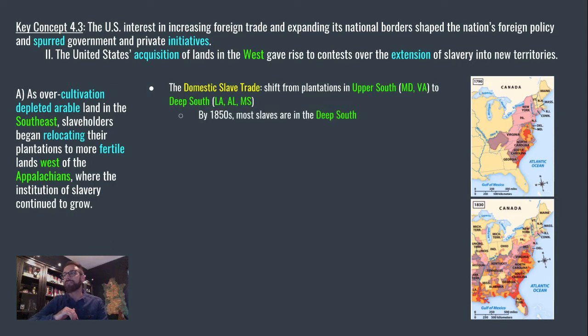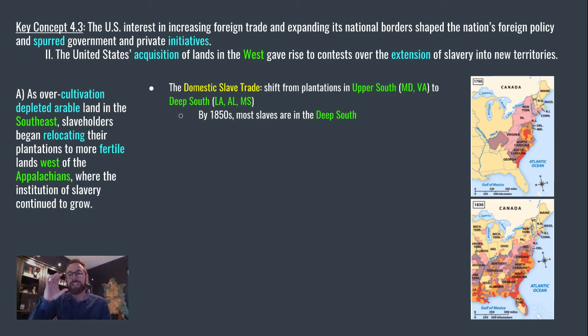Now by the 1850s, a little bit beyond the focus of our period where we are right now, most slaves are in the Deep South. And you can see that from those two maps to the right. Those show the density of slave populations from 1790 to, I can't read that. Is it 1830? I think it says 1830.